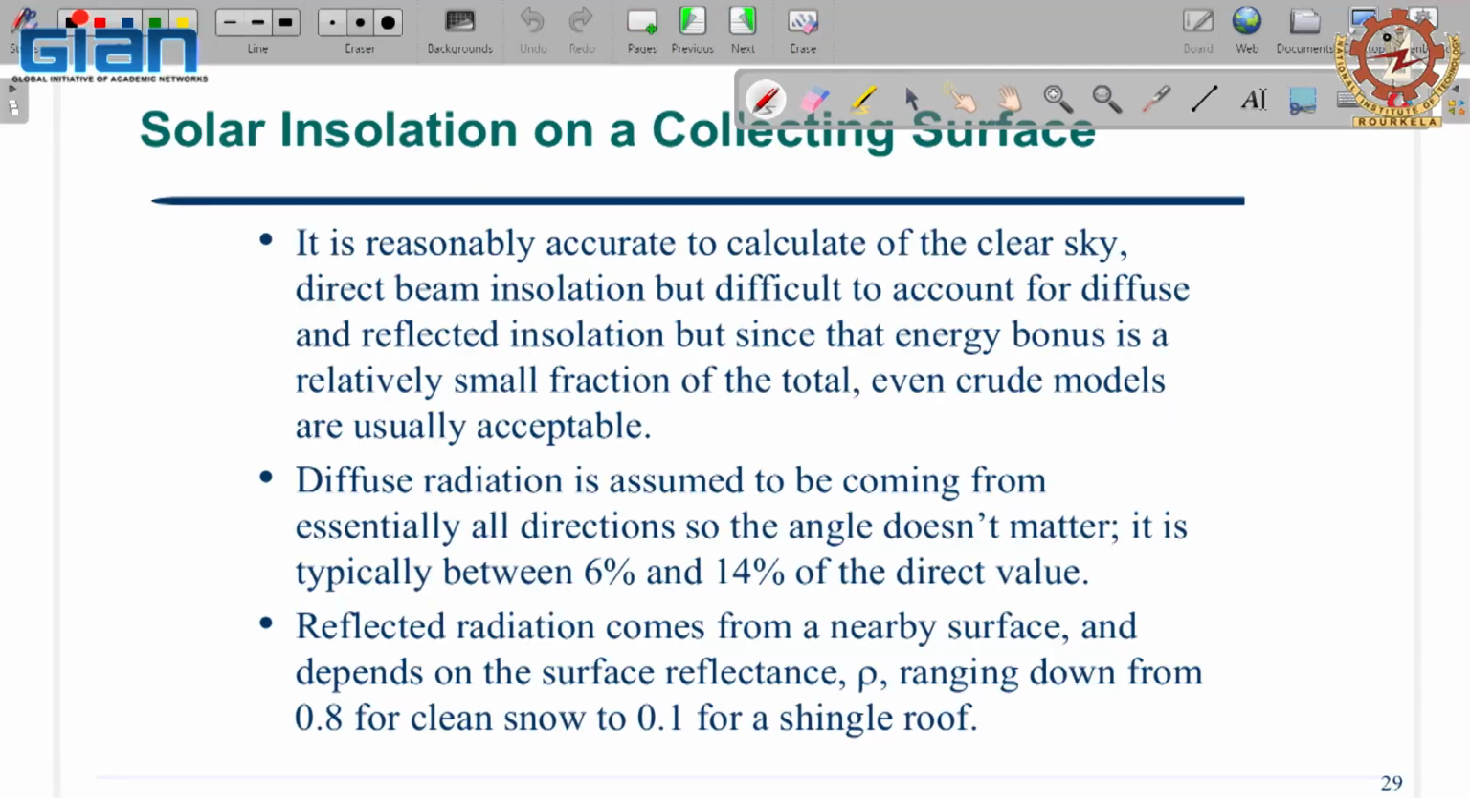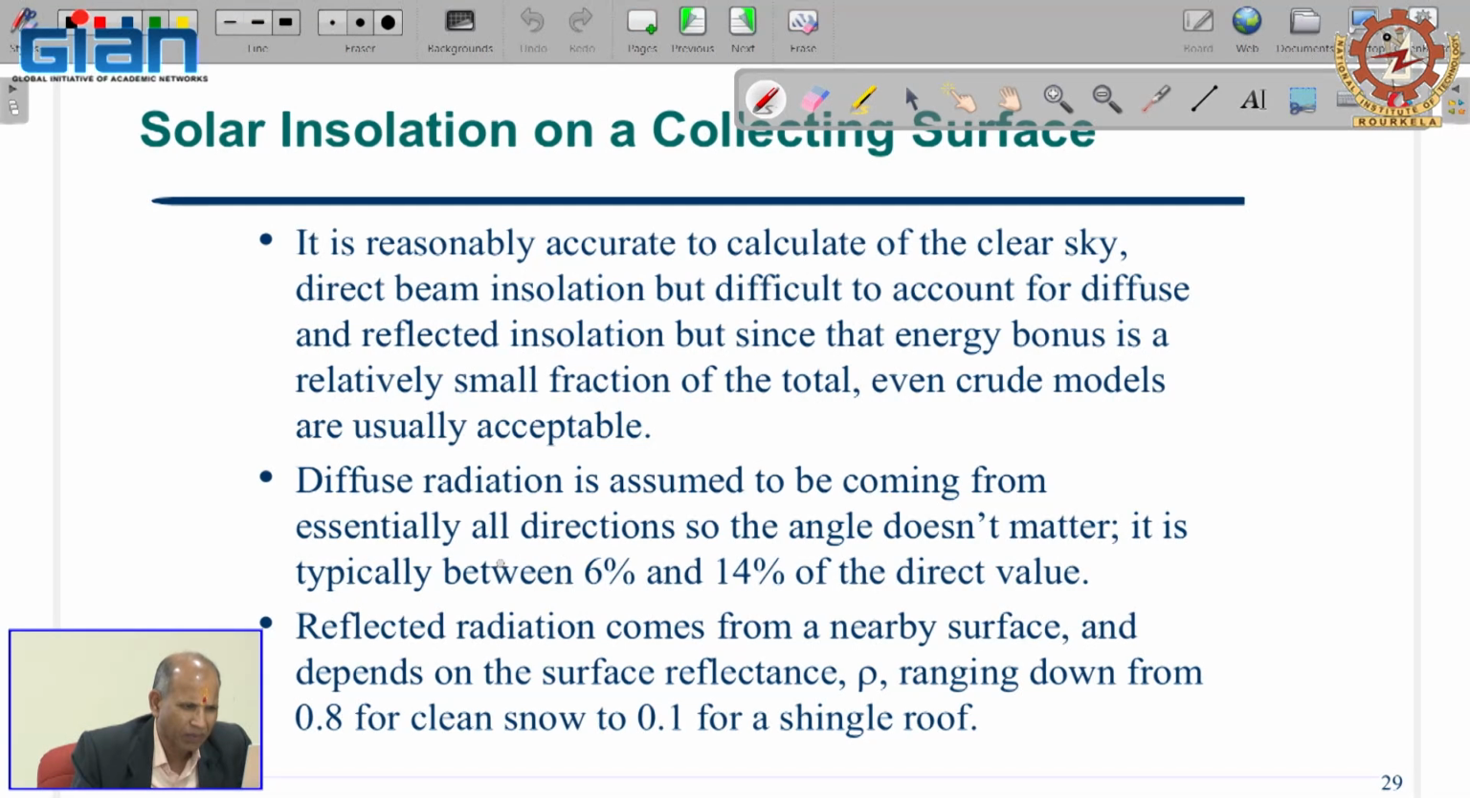So here you'll see that the diffuse radiation is assumed to be coming from all directions. So angle does not matter. Its value could typically be from 6 to 14%. Whatever is written in the textbook, it is coming exactly as it is. So no addition, no correction from my side.